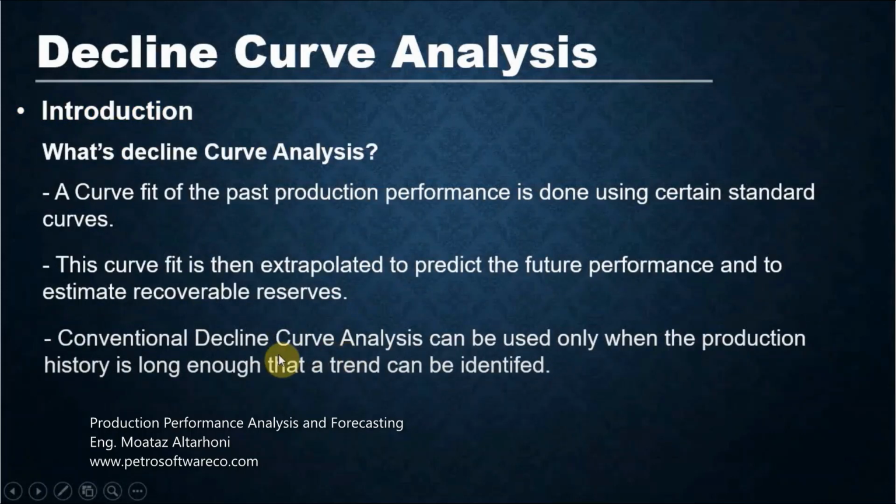And there's another point. Conventional decline curve analysis can be used only when the production history is long enough that a trend can be identified. That's an important thing. We cannot apply decline curve analysis if we only have 5 years of production. That means, if the production is annual, we have 5 points. Maybe when I plot those 5 points, no curve can be identified. So I need a long production history of the drop in production to see the trend, and we can apply one of these curves.